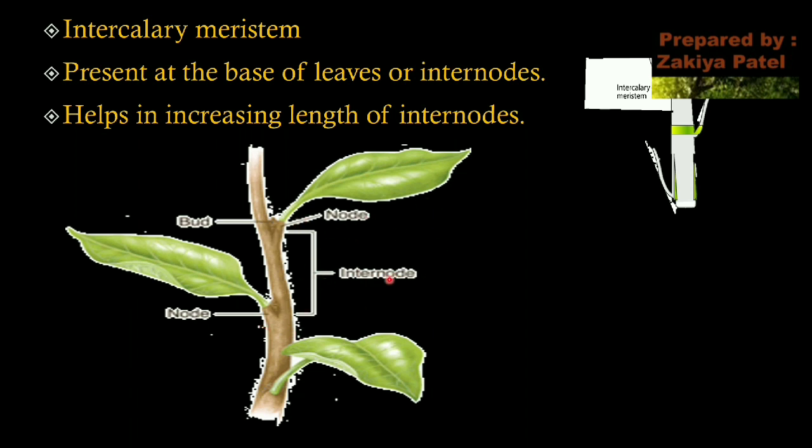So what is the function of intercalary meristem? The intercalary meristem is present over here, so what will it do? It increases the length of the internode. So we have learned the three types of meristematic tissue: apical meristem, lateral meristem, which is also called cambium, and intercalary meristem. So meristematic tissue is completed over here. Now we will learn what happens to old meristematic tissue.